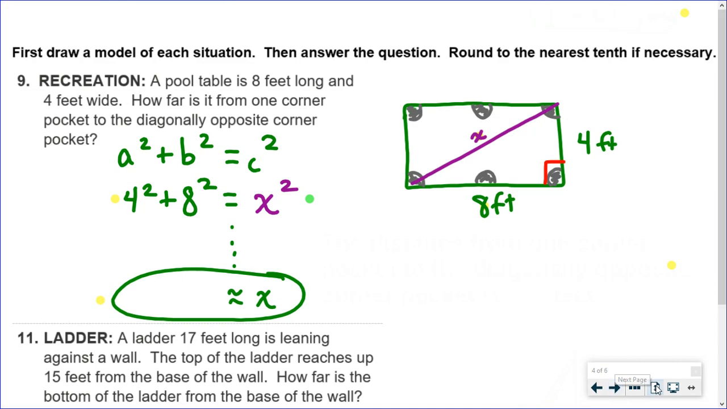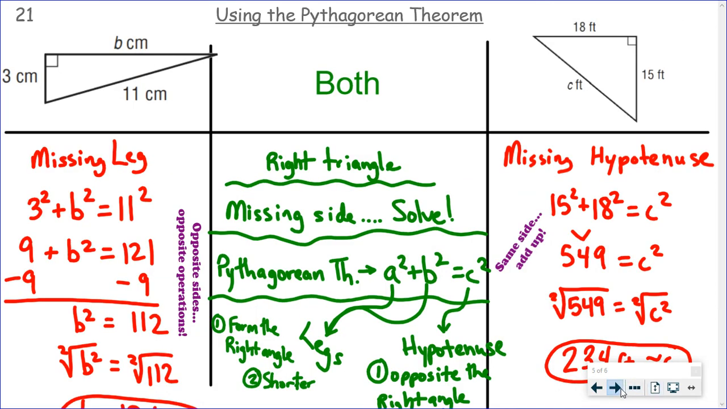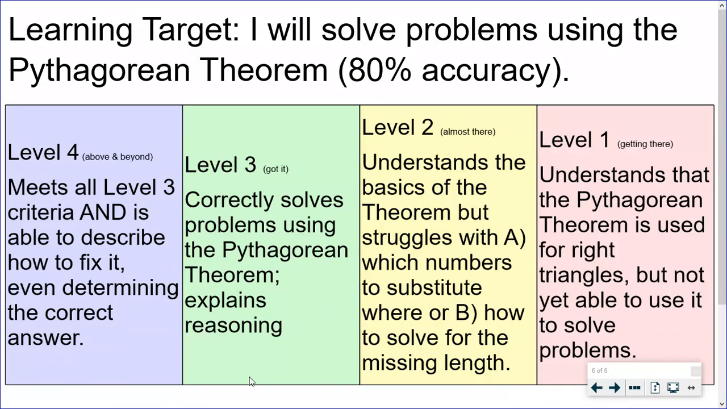So to wrap this lesson up, a reminder of where we are heading. Go ahead and self-assess. Do you think you're in level 3? Do you have it? Are you able to correctly solve these problems? And if so, can you explain the reasoning? Can you move a step up and describe problems, find errors, even determine how to fix errors?